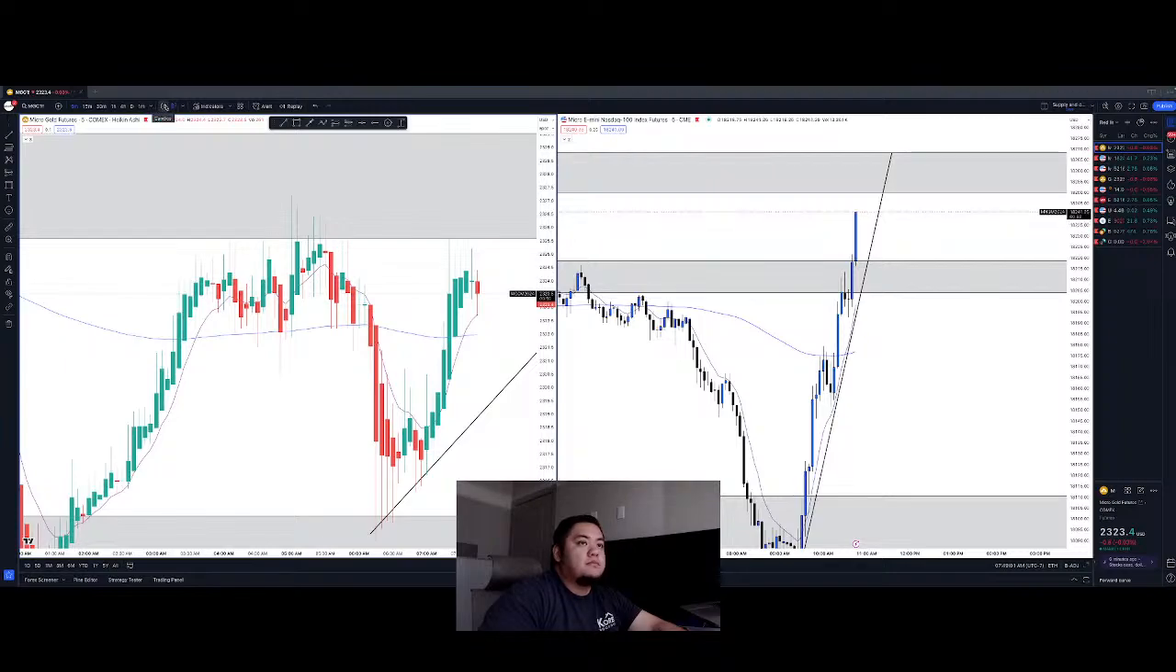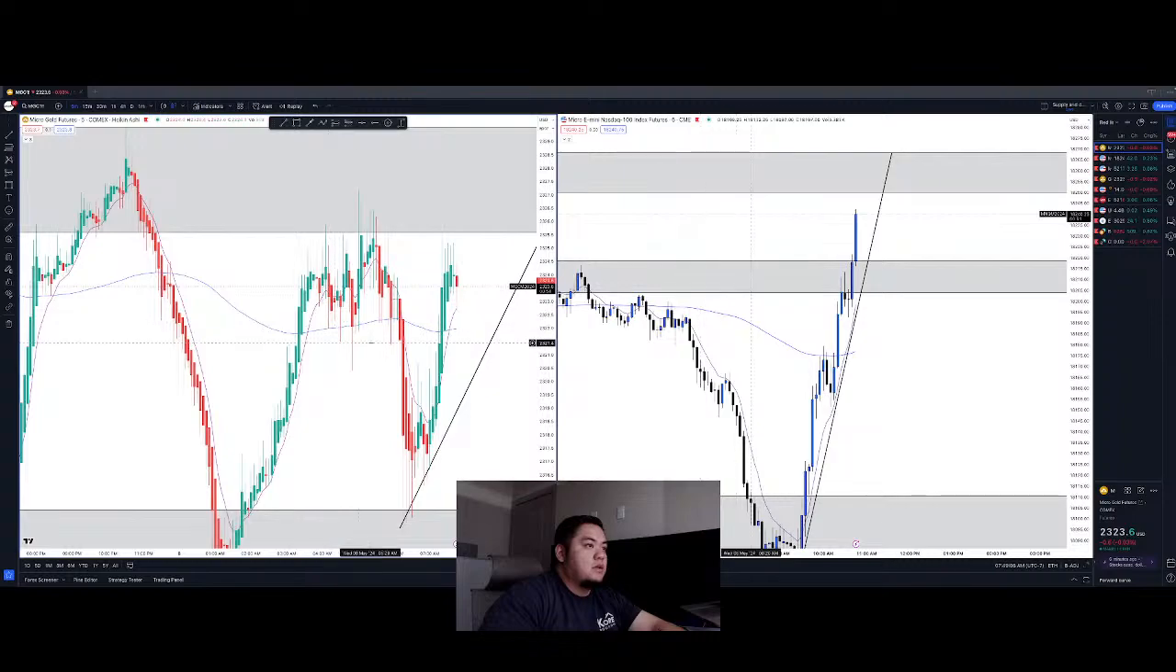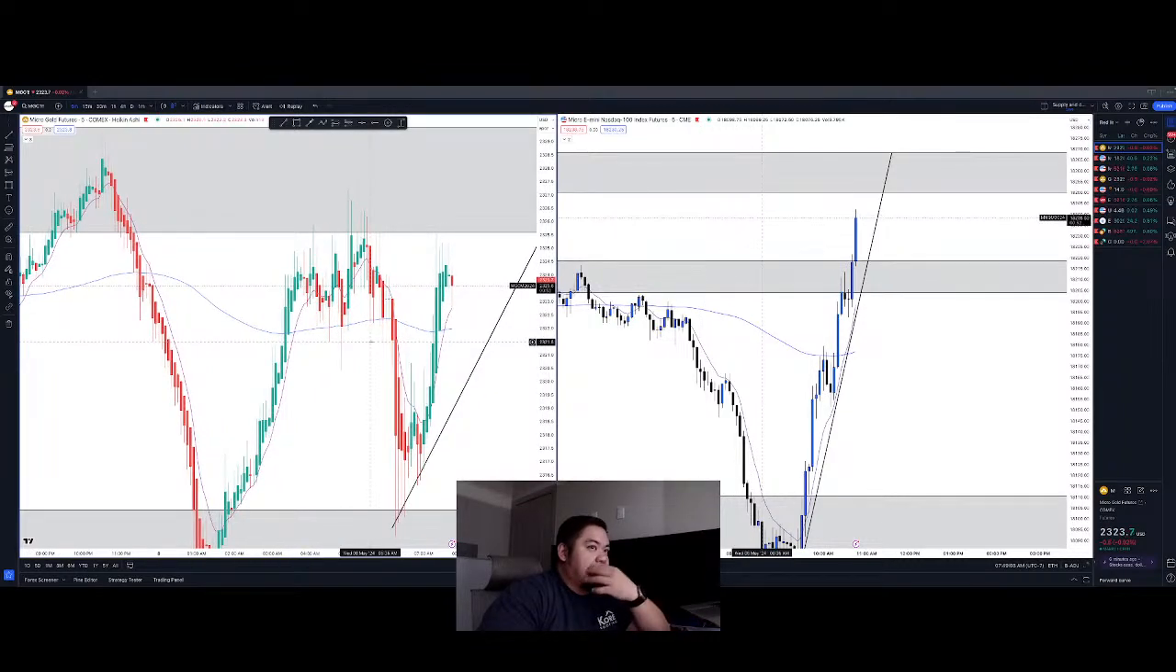We got the HA candles on the 5 minutes, definitely a bigger red candle now. If it closes red on the 15 minutes, still, it's going to be pretty good.